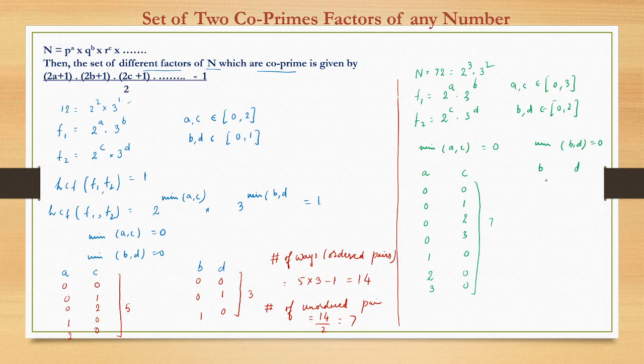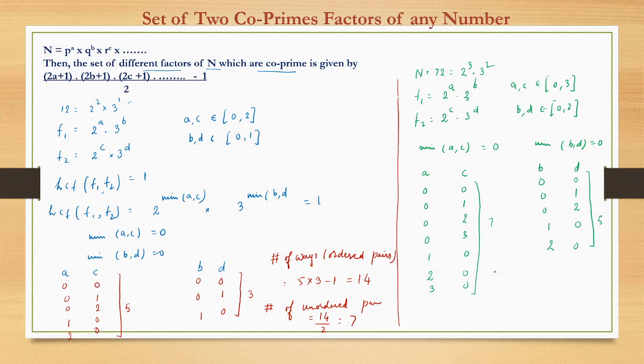Now b, the minimum of b comma d is 0. So let's suppose first b is 0, so d can take 0 1 2 values, right? Now if d is 0, so b can take 0 1 2. B has already taken 0, so it will be 1 2 0. So here it has taken 5 values.